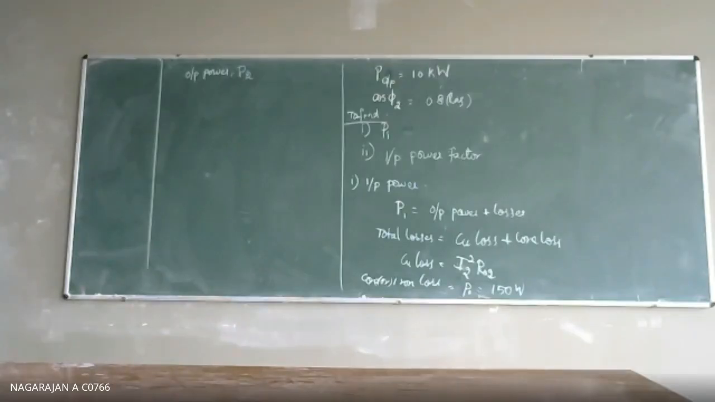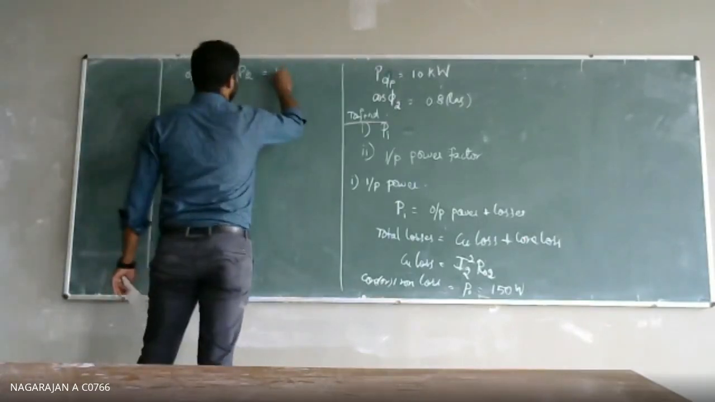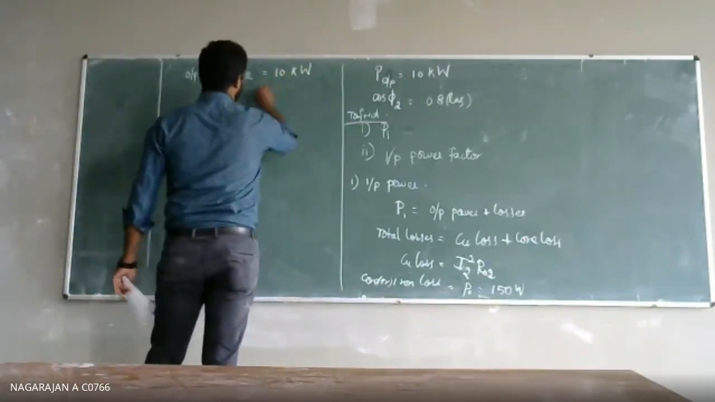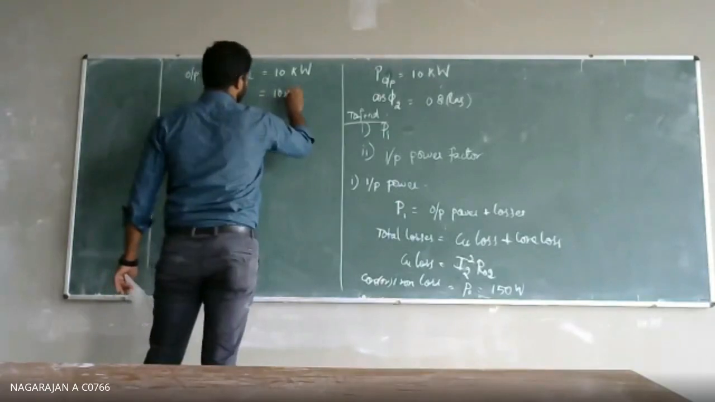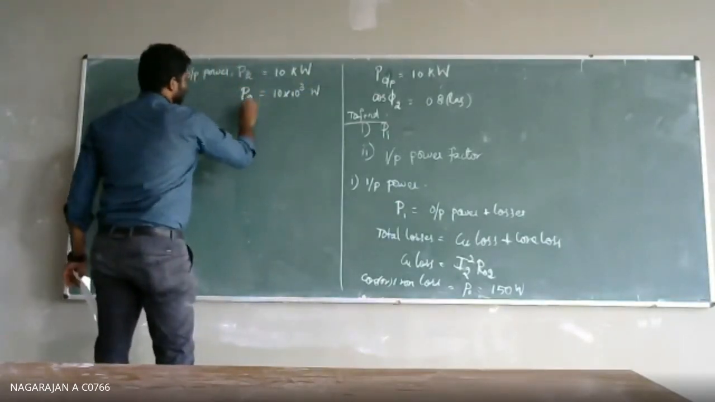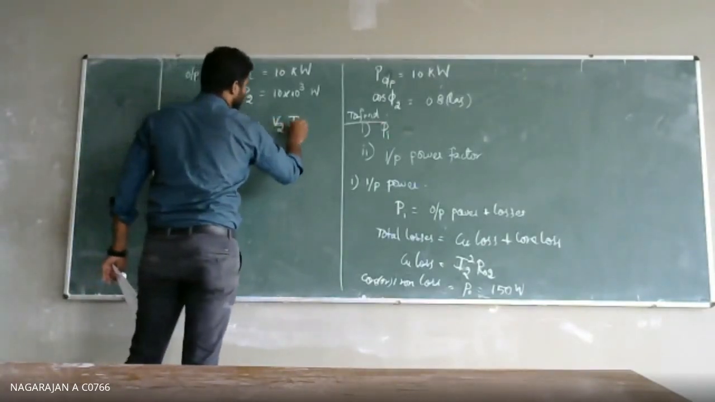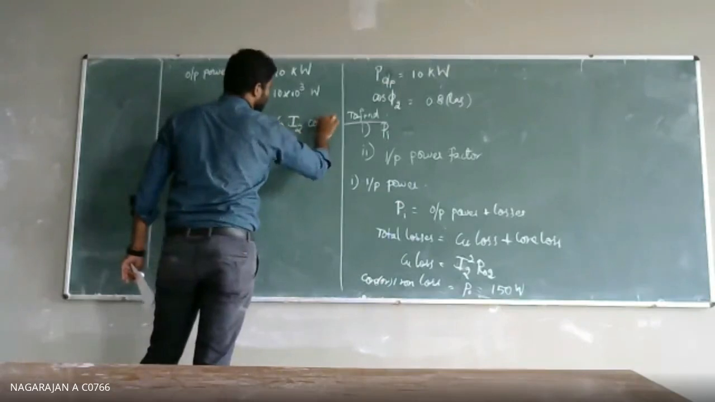10 kilowatts, sir. 10 kilowatt. That is the power required by the load. So we can write that as P2, which is 10 kilowatt or 10 into 10 to the power 3 watt. Output power can be written as V2 I2 cos phi 2.